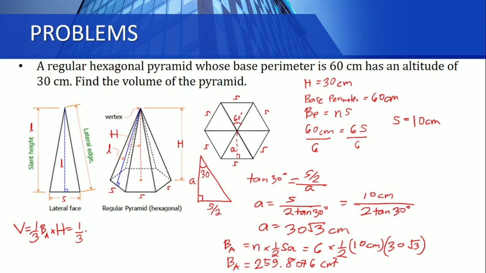So therefore, yung volume natin will be equivalent to 1/3 times yung base area natin. So that will be 259.8076 times height, which is 30 centimeter. So yung volume ng ating pyramid will be equivalent to 2,598.0762 centimeter cubic.